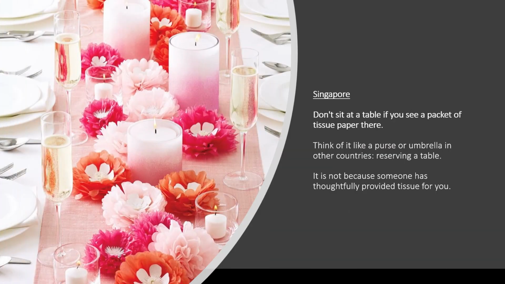We'll take a look at another one, and this one is about Singapore. Don't sit at a table if you see a packet of tissue paper there. So it's much like in the US, if someone leaves their coat hung on the back of a chair or an umbrella across their chair, it's reserving the seat. And that's the same thing for a small pack of tissues. That's the commonly used prop to indicate that the table or the seat is taken.